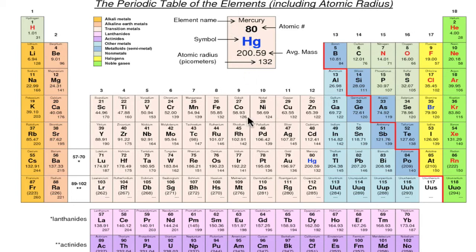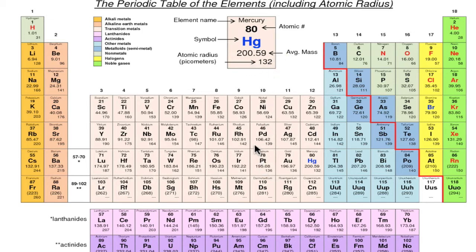So if we look at each one of these squares, they're going to give us some information. This is just kind of the example. It uses mercury as our example. So it's going to give you most likely the element's name, the atomic number, we're going to talk about what that is, the symbol, and then average mass. Those are the things that you're going to have to be able to get from it.